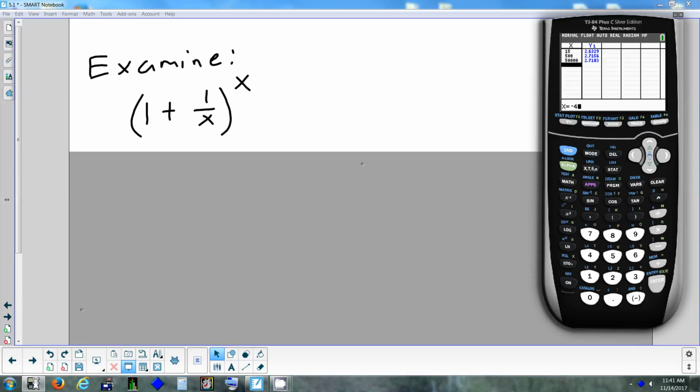If you look in the negative direction, same thing. It's getting very close to this number 2.718. Anyone heard of that number before? Yeah?